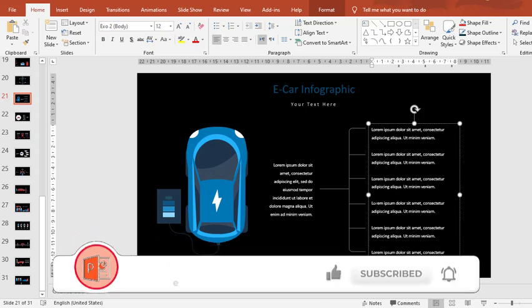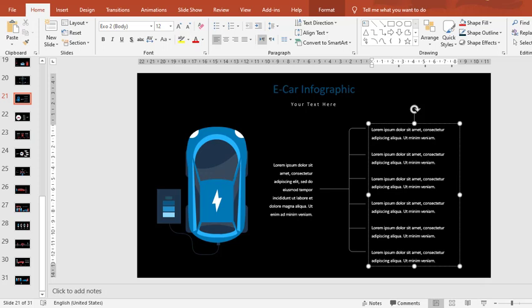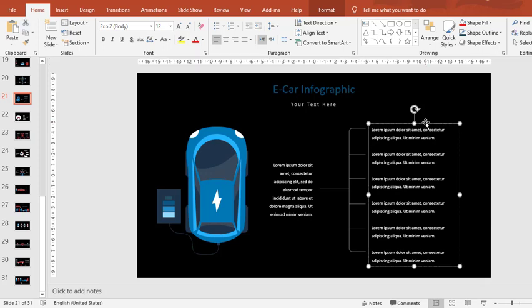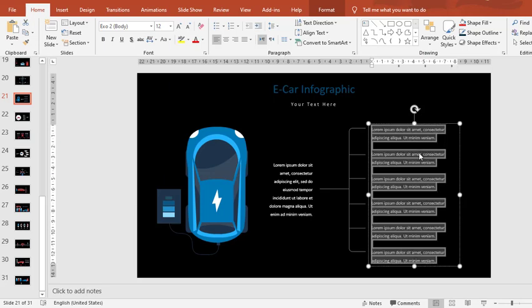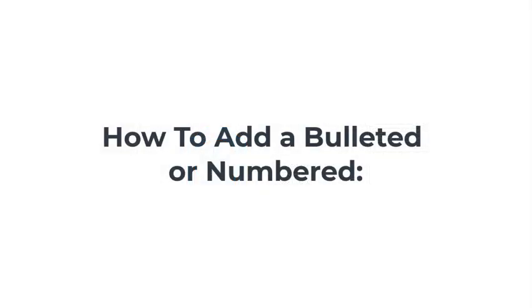Adding lists is a good way to have your content well organized in your presentation to make it look clean and nicely arranged. How to add a bulleted or numbered list.